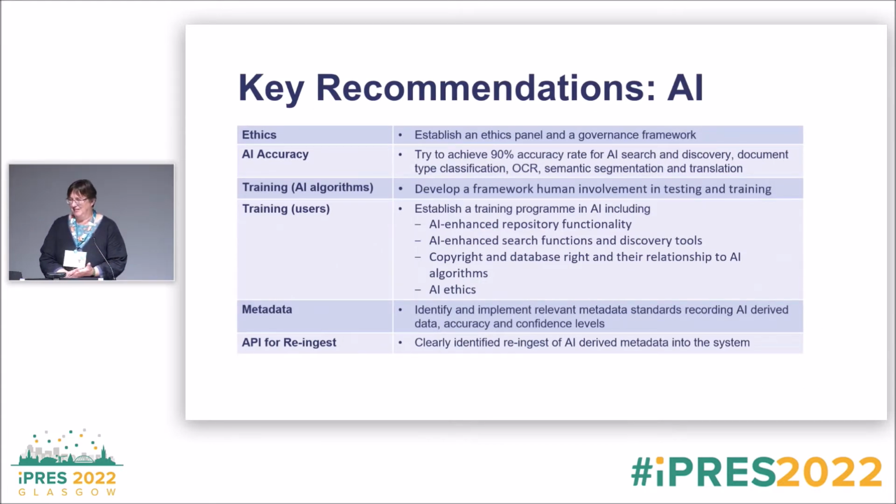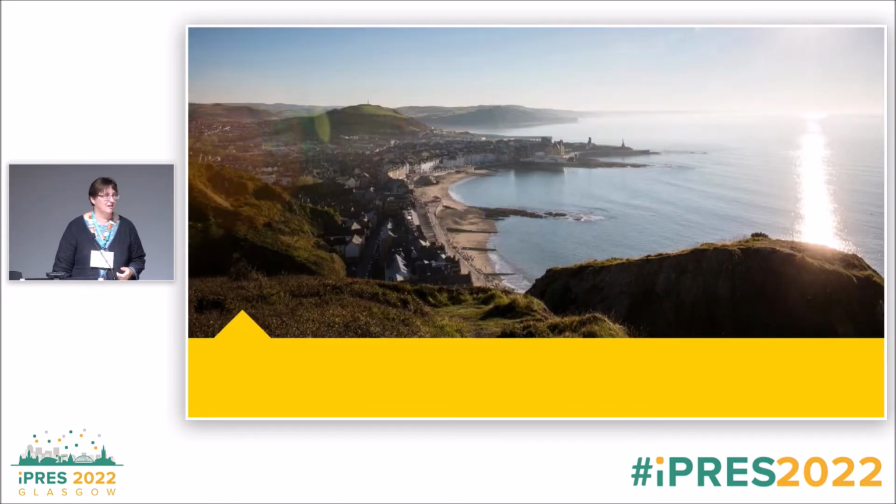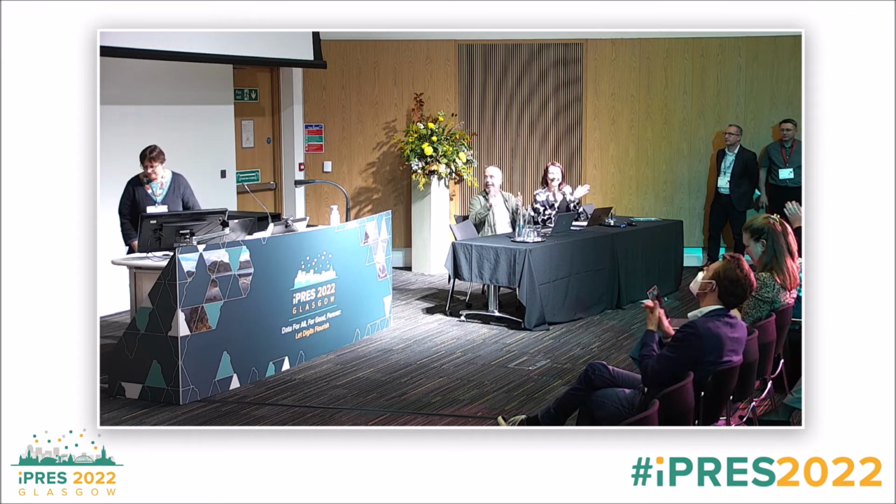Key recommendations for the AI are around ethics, accuracy, training the algorithms, training the users, the metadata, and thinking about how we re-ingest the things which are created through the AI. And that's everything I wanted to say. Sarah.